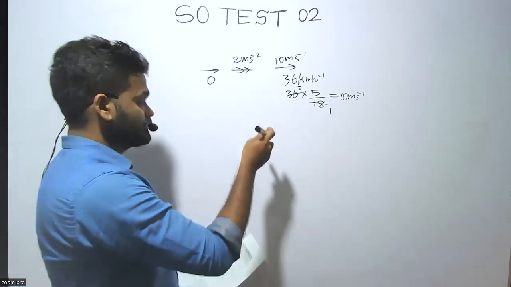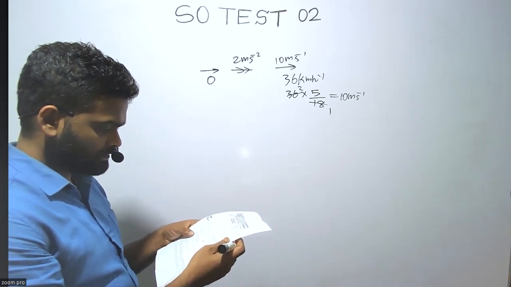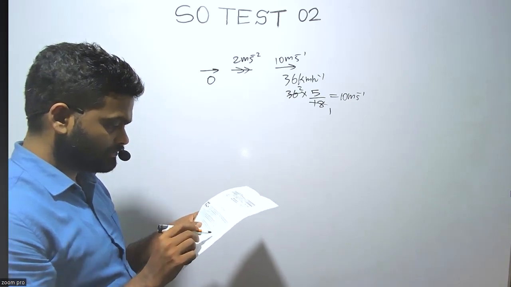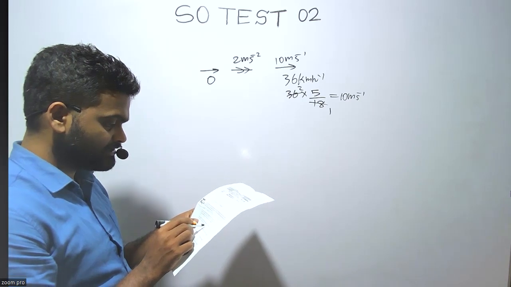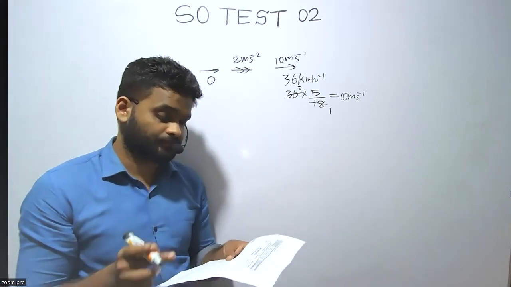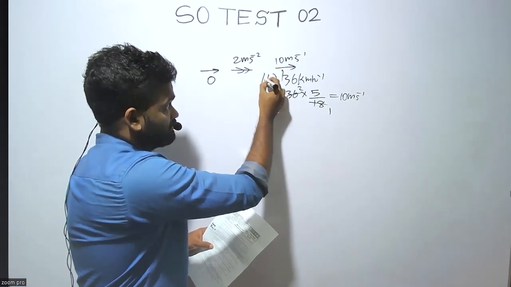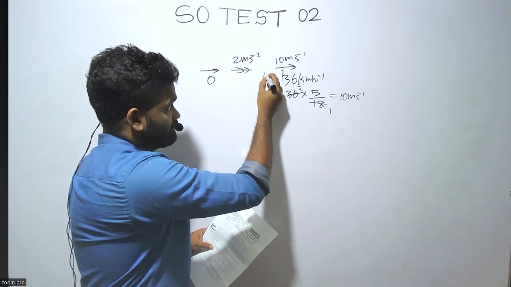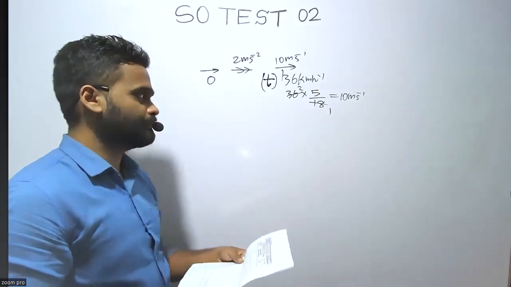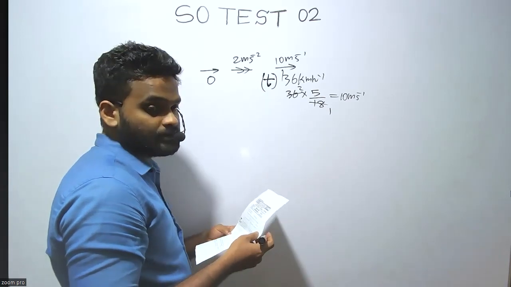Then what they ask is the distance traveled and the speed achieved. There's a problem with that question. It should be the time it takes and the distance it traveled.